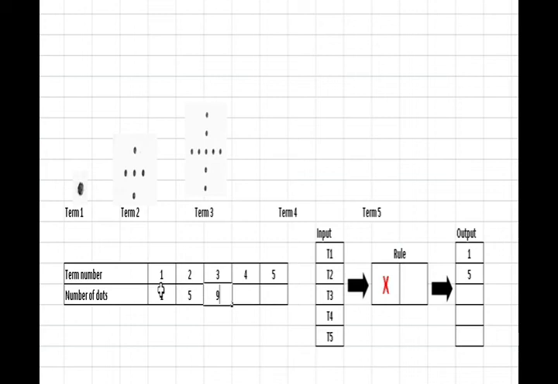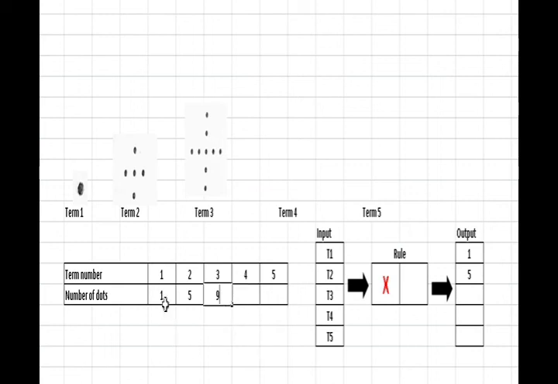From 1 dot, we are adding 4 more dots to give me 5. From the 5 dots, what's the difference between 5 and 9? That's right, 4. So we're adding another 4 dots to 5 dots to give me 9 dots altogether in term 3. Now, look at the pattern. We are adding 4. We are adding another 4. So we should continue to add 4 to get the rest of the patterns.